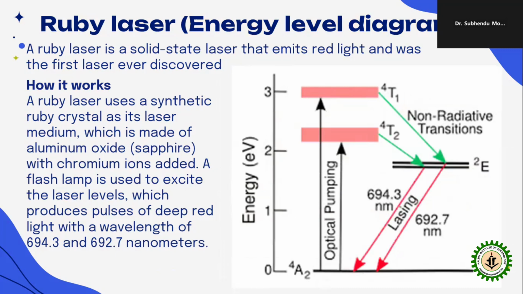And what is the energy level diagram? It is basically a 3-level system where, using an optical pump, we excite to the higher excited state, and from there, by a non-radiative transition, it comes to the E2 state. These two states are considered two distinct states, and from transitions from these two excited states, we get two wavelengths, 694.3 nanometer and 692.7 nanometer, of laser light, which fall in the deep red region.